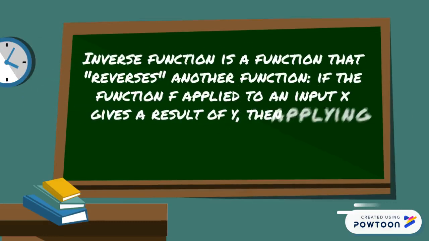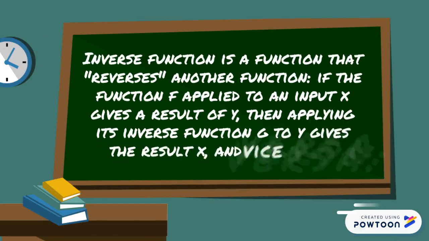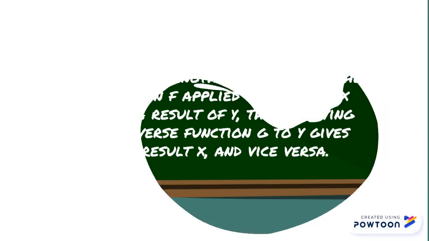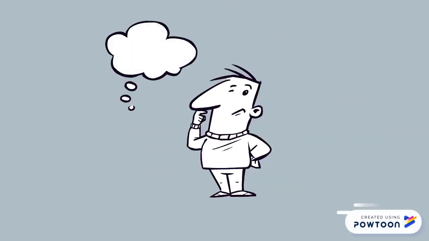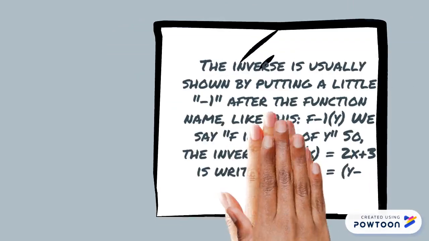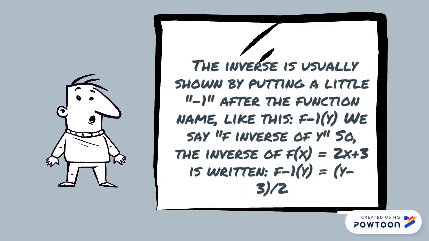If the function f applied to an input x gives a result of y, then applying its inverse function g to y gives a result of x, and vice versa. To better understand inverse functions, we will show you an illustration. The inverse is usually shown by putting a little negative 1 after the function name, like this: f inverse of y. We say "f inverse of y."